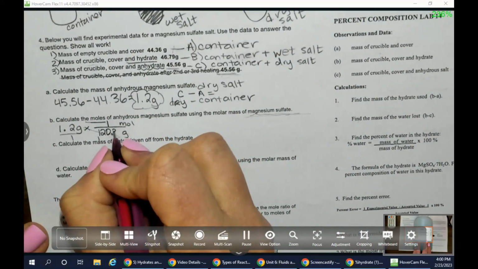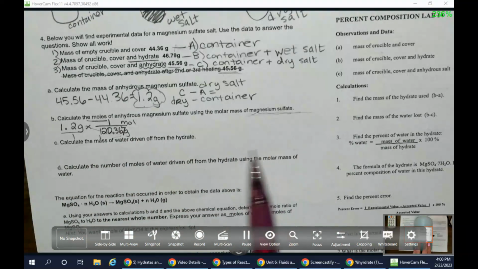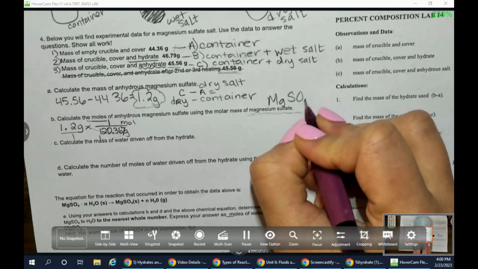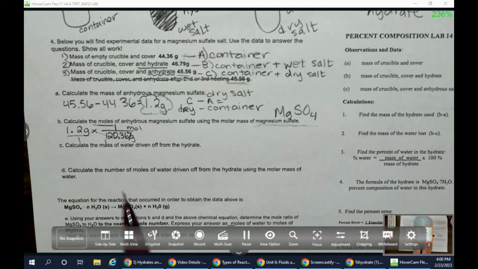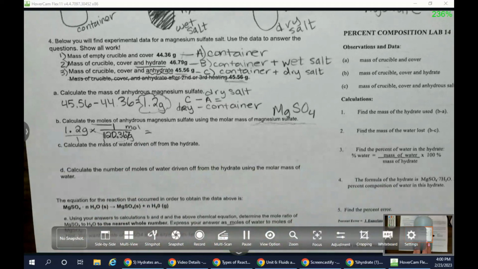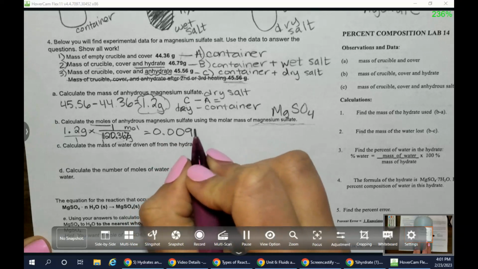120.367. We got that from adding a magnesium, a sulfur, and 4 oxygens together, right? Okay, so we got our molar mass of that. So divide those two. What is the answer that you are getting? Should be 0 point something. 9.96 e negative 3. Good. So that would be 0.0096.